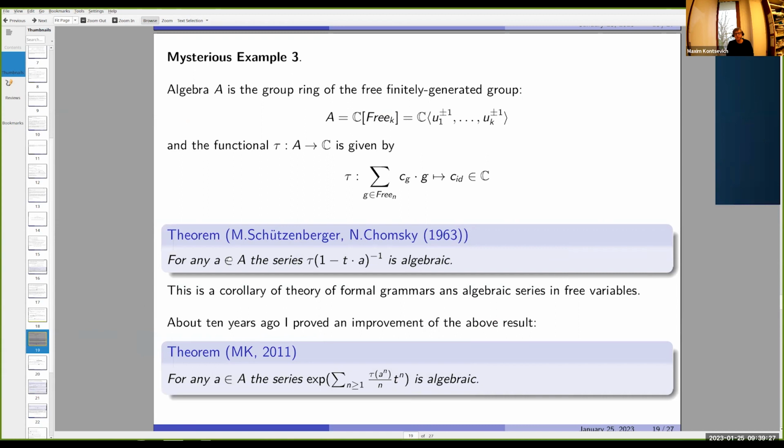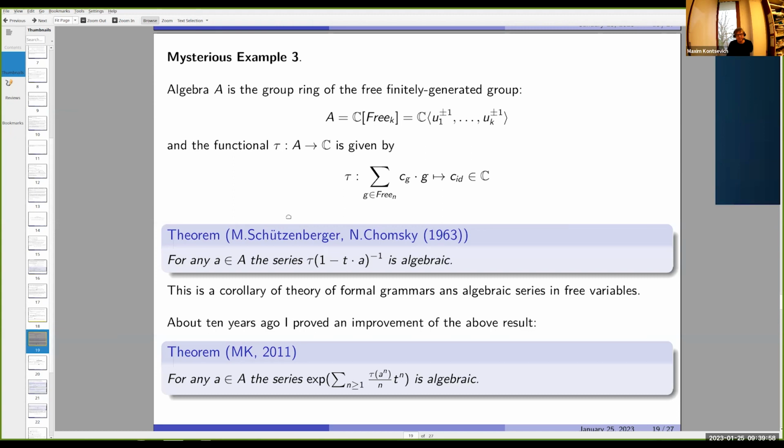The trace function is similar to what we had before. An element of this group ring is a finite linear combination of elements of the group. We take the contribution of the identity element, the constant term. So if my variables were commutative, it would be exactly the constant term of the usual Laurent polynomial. And there are really nice things about this story.